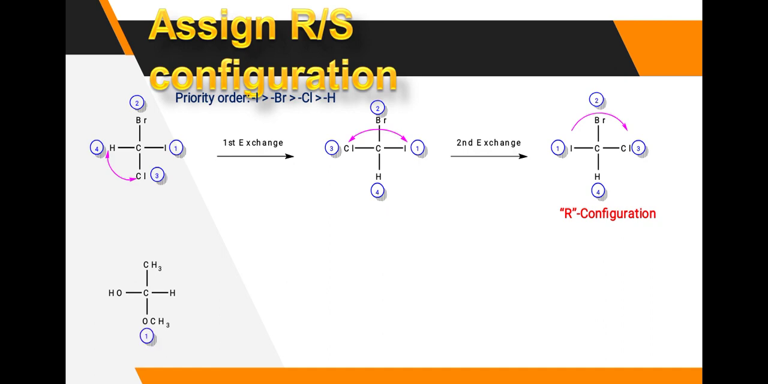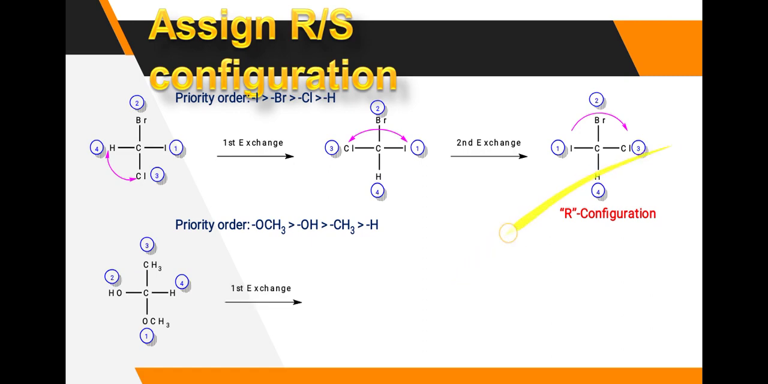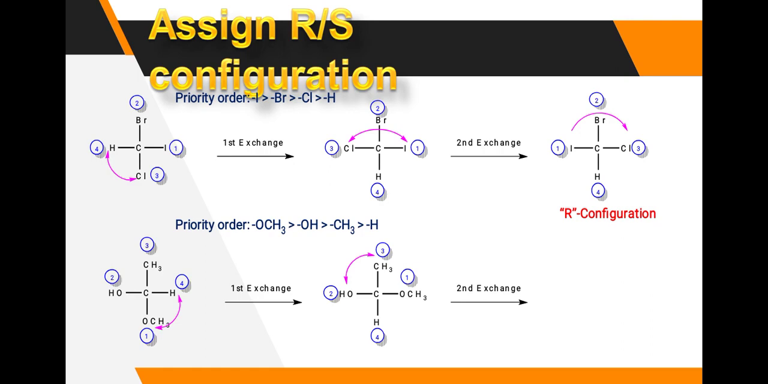Okay, see here an example, give the priority. First priority OCH3, then OH, then CH3, hydrogen. Then what is the first exchange? Here priority order is there. Give the first exchange. Fourth priority goes down. That means 1 is replaced by fourth. Then we get the arrangement. Then give the second exchange. Then 2 is replaced: here 3, and 3 is replaced by 2. We get the S configuration.